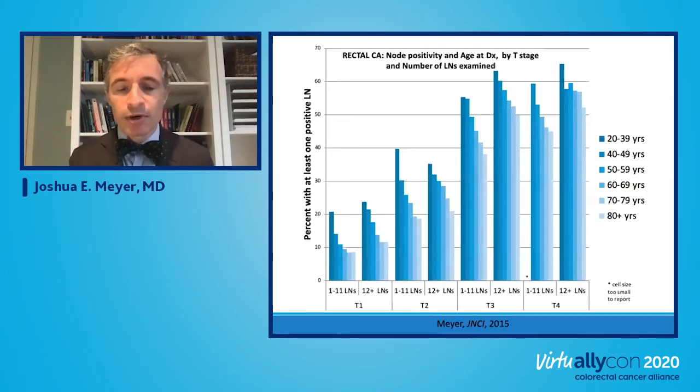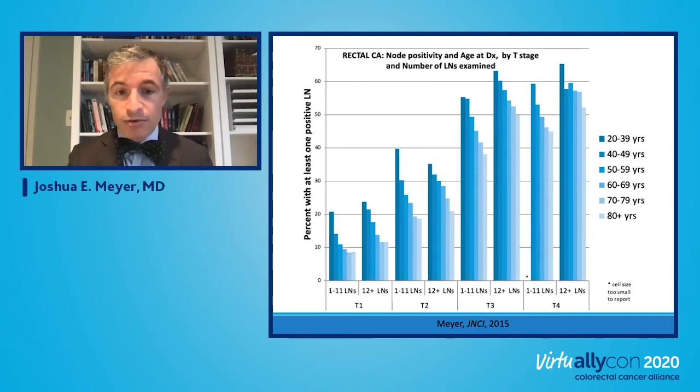We wanted to know a little bit more about the biology of these cancers. The first thing we did was to look at these cancers and try to figure out if they were spreading to the lymph nodes in the same way that older patients' cancers do. This is a graph from our publication where we separated these cancers out by the T stage. We have T1 on the left and T4 on the right, and then also by the number of lymph nodes examined, because if you examine more lymph nodes, you're more likely to have a lymph node that is positive.